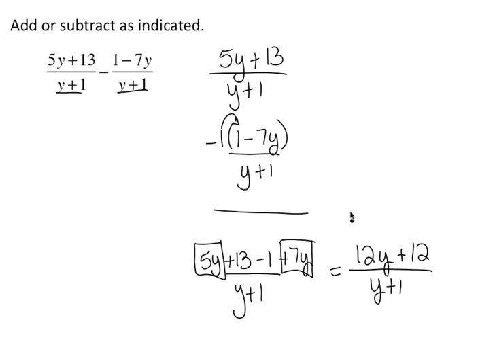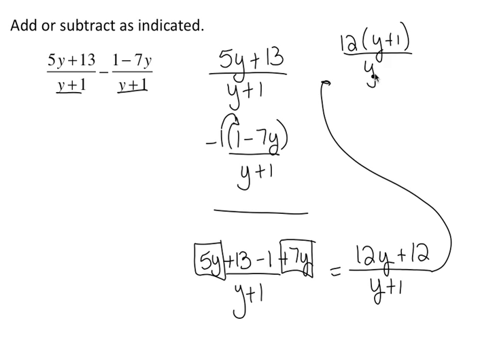So if I factor out a 12 from this one, I end up with 12 times (y plus 1) all over y plus 1. So you need to ask yourself if there's a greatest common factor, and if you have one, you want to factor it out and see if you can simplify the fraction further. So in this case, we can apply the fundamental property where if we have the same factor at the top and bottom, we can cancel it out. So if we do that, then our answer is just going to be 12.